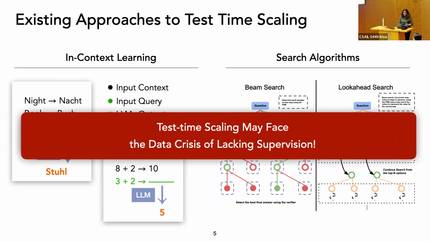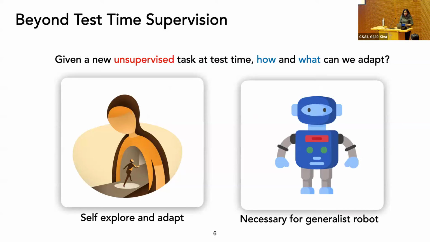So how do you scale test time compute and test time adaptation without any supervision? That is the goal of this talk: how far we can go without test time supervision. Given a new unsupervised task at test time, the question we try to answer in this setting is what are all the features of the downstream task that we can adapt to, and how can we adapt to them?